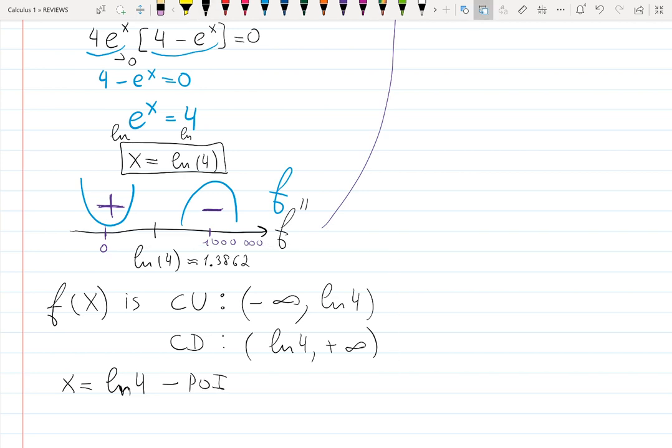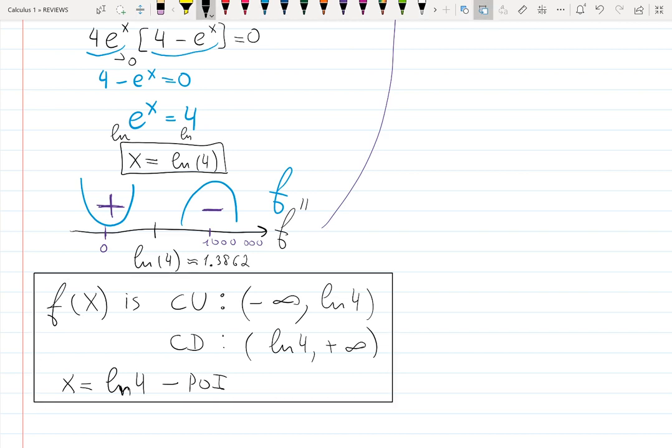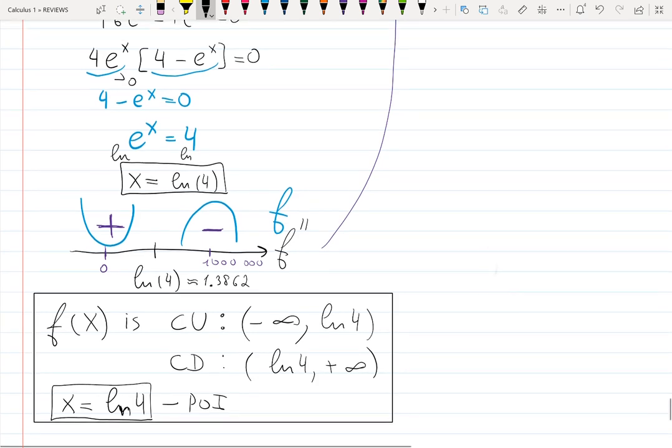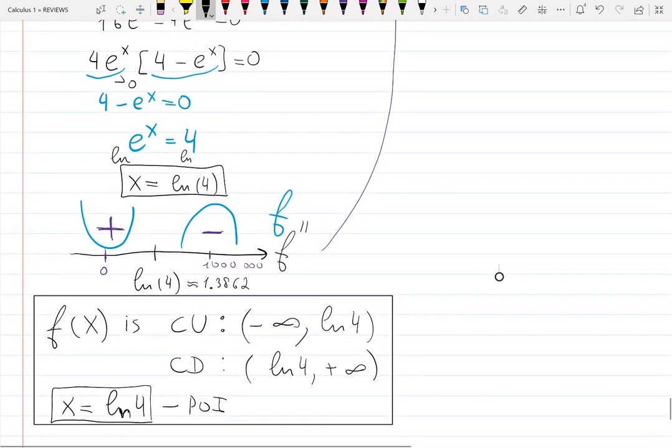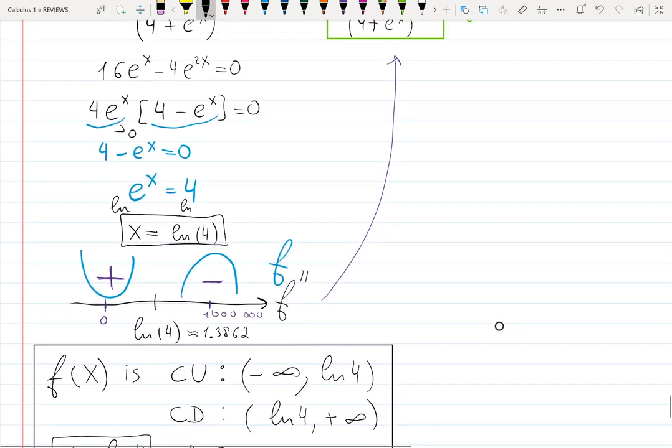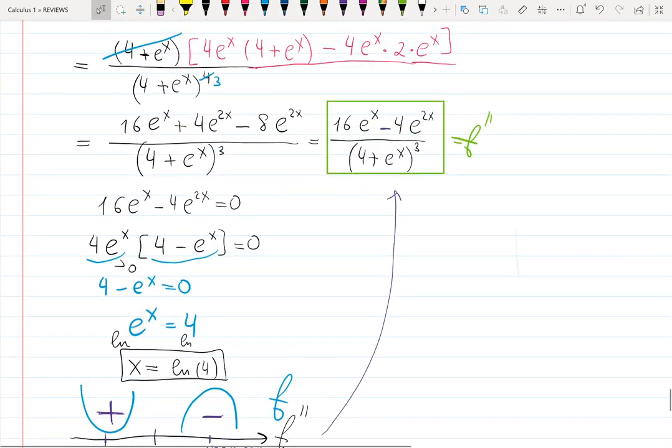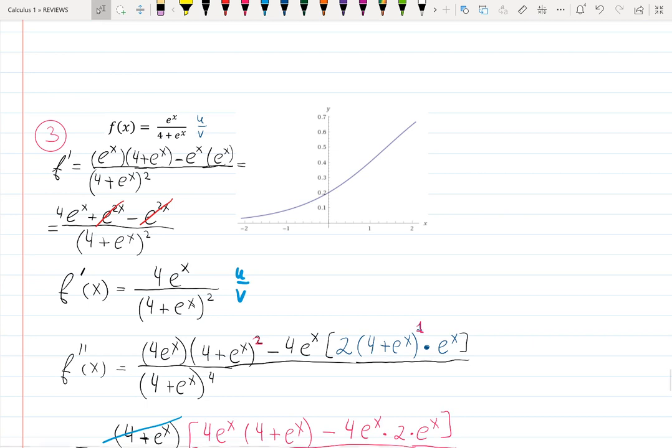And that's the answer. Let's go back to the graph and check if this makes sense. I would always recommend you check if your answer makes sense, so that you don't accidentally answer something completely outside of the domain or the real-life problem. So ln 4, which is approximately 1.36, should give me concave up and then concave down. ln 4 is over here, 1.3862. Oh, indeed, it makes sense.